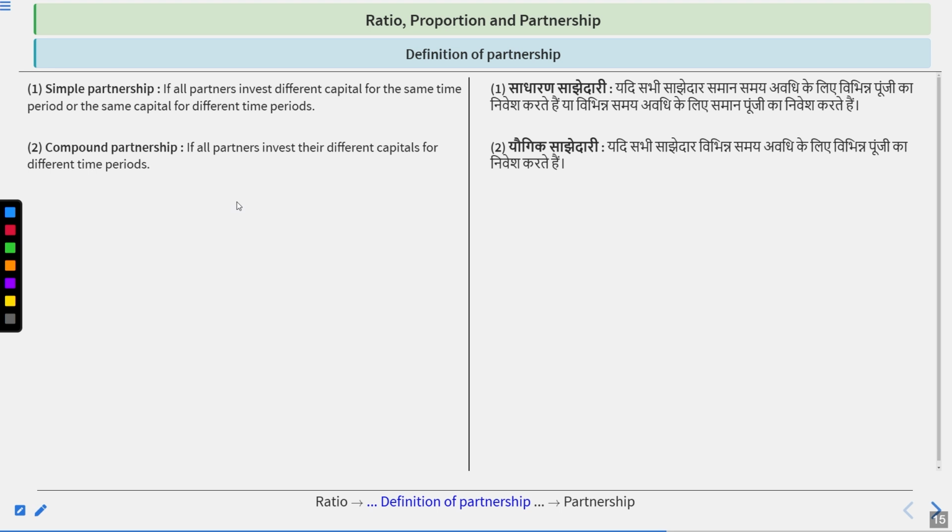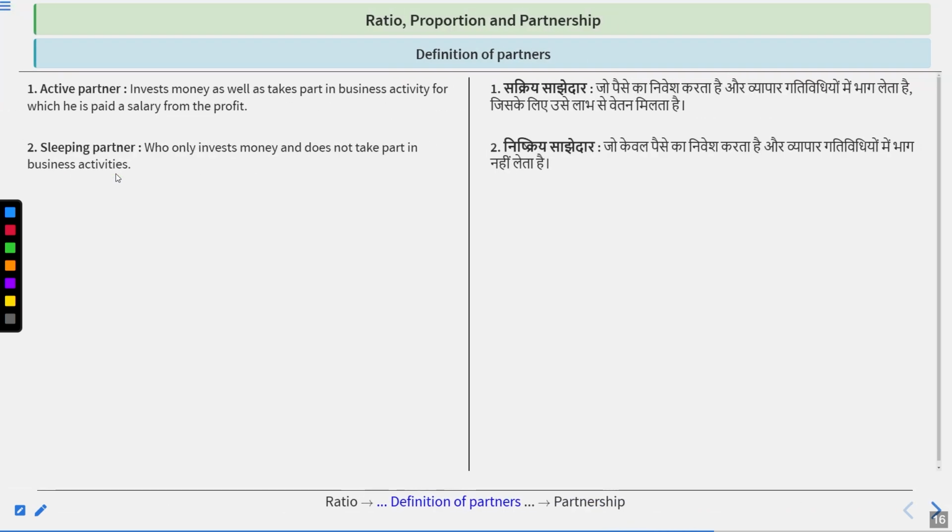Next, definition of partnership. First one is simple partnership. What does it mean? Simple partnership: if all the partners invested different capital for the same period of time, or the same capital for different time periods. So this is called simple partnership. Next one is compound partnership: if all the partners invested different capital for different time periods. Clear? So this is called compound partnership.